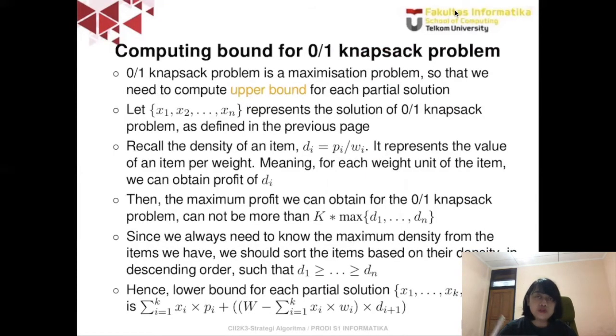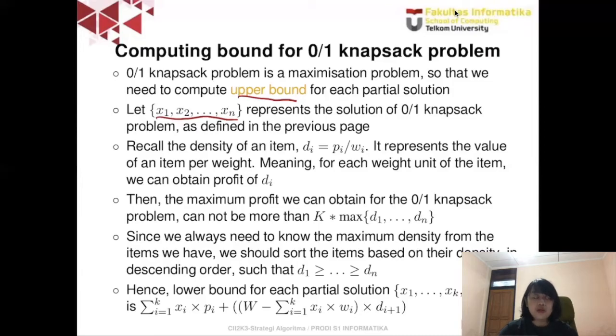Other than knowing how to construct a state space tree, for branch and bound we also need a way to compute a bound for this problem. The discrete knapsack problem is a problem to maximize the total profit, so it is a maximization problem, which means here we need to compute an upper bound for each partial solution. Again, we know that we can represent the solution for this problem as a tuple x1 to xn.